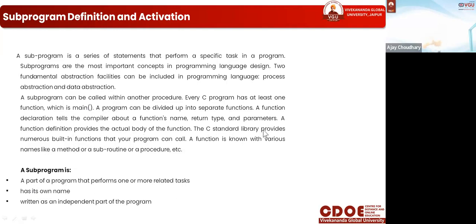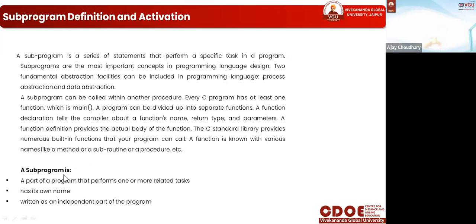So the C standard library provides numerous built-in functions that your program can call. A function is known by various names, like a method. Also remember there are some differences between a method, a function, and a subroutine. These procedures are all the same, but their usage in different programming languages differs. So if we follow any procedure, that means it is also a function. It may also be a method.